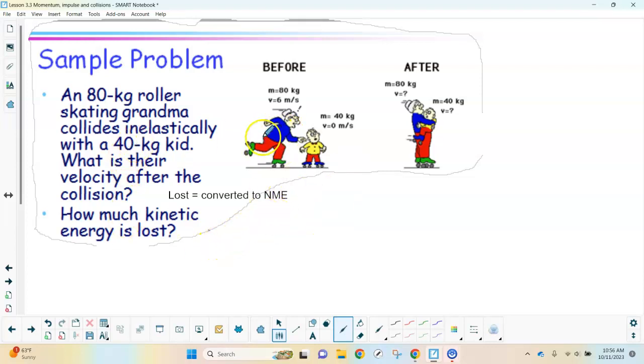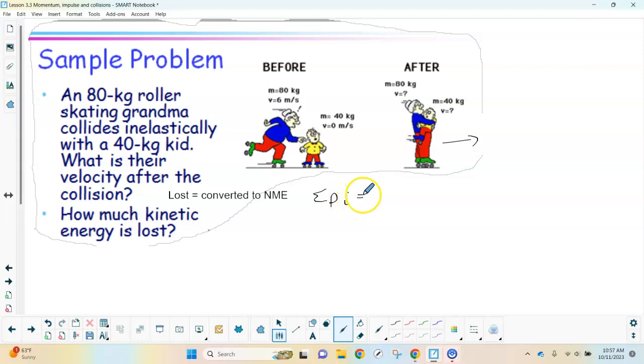So it says this grandmother is roller skating with a mass of 80 kilograms, and she's going at 6 meters per second. And she's going to grab this stationary child and then wrap up, and they're going to move together. And we want to find out what their velocity is afterwards, and then how much kinetic energy is lost again. So again, it's just conservation of momentum. So this gets very repetitive.